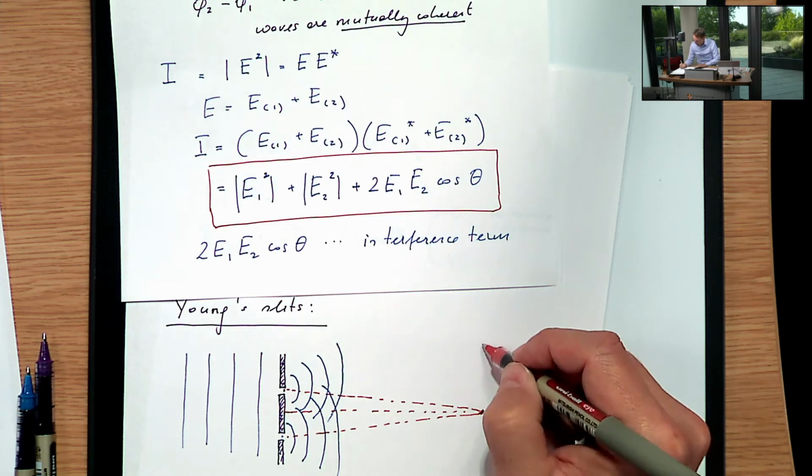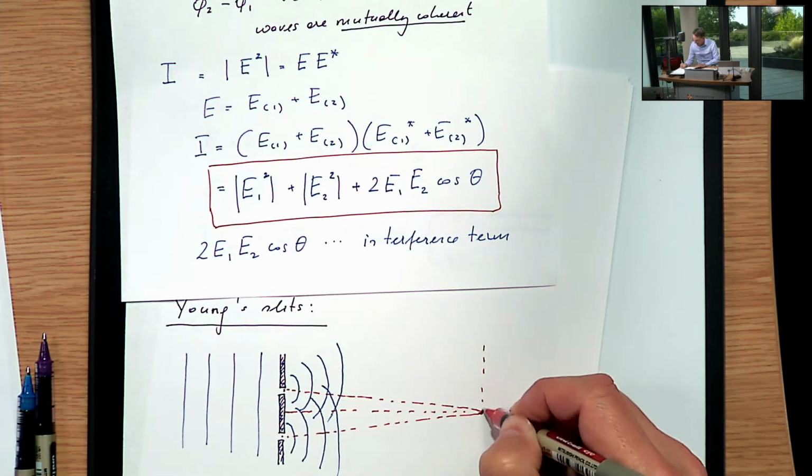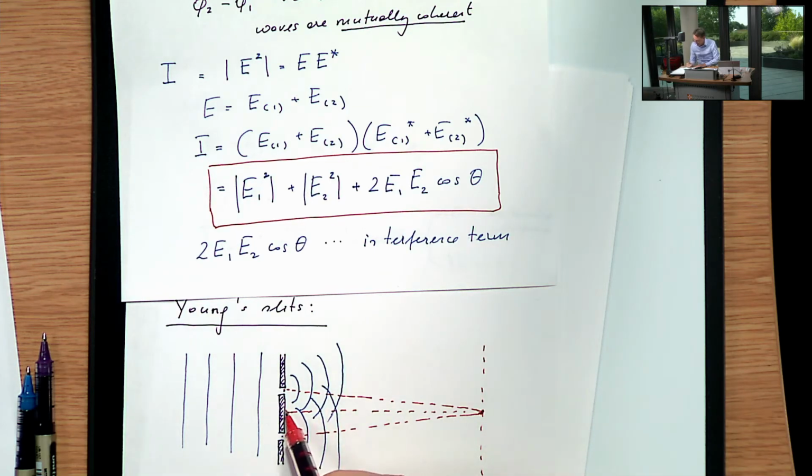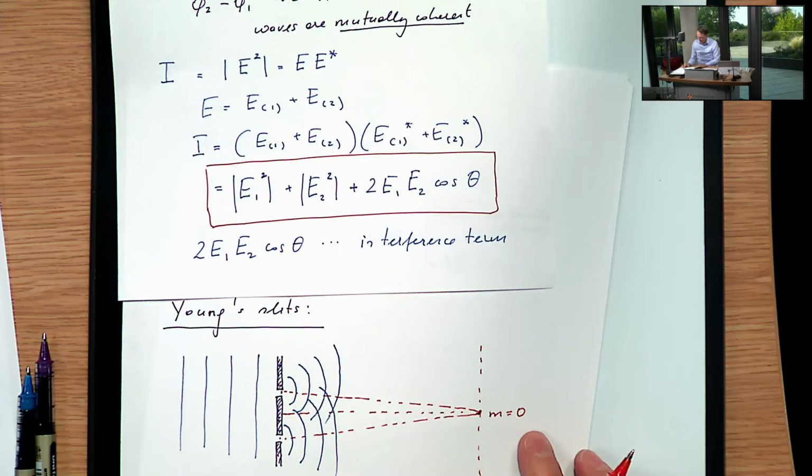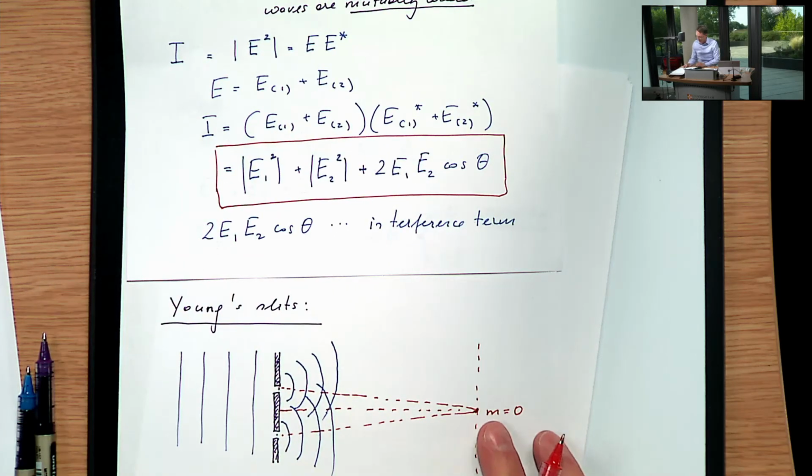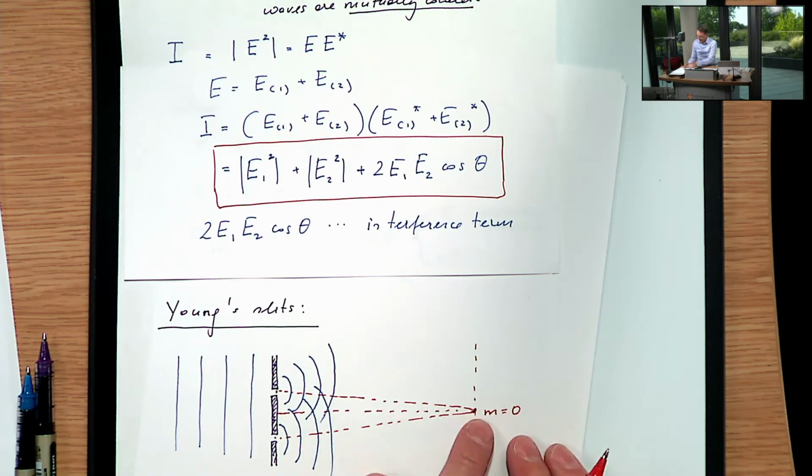Now let's look at another point on this screen. If you look a long way, in what other direction might we get interference? So here we have constructive interference. We call this an order, m equals naught, a so-called diffraction order, because at this point here, the waves add up constructively.